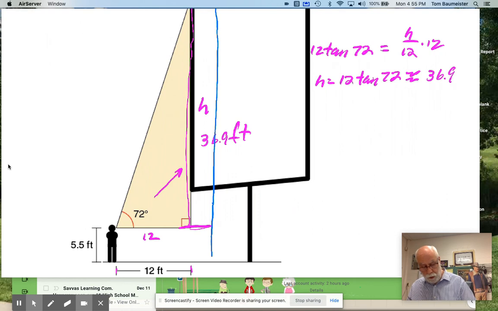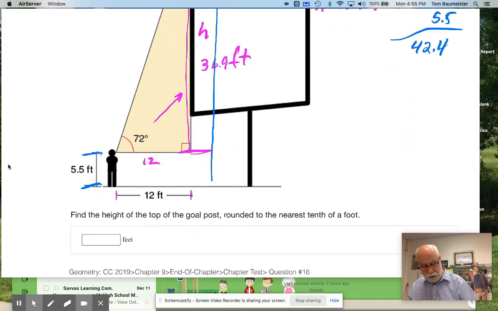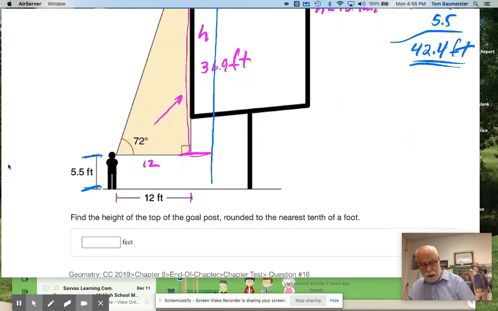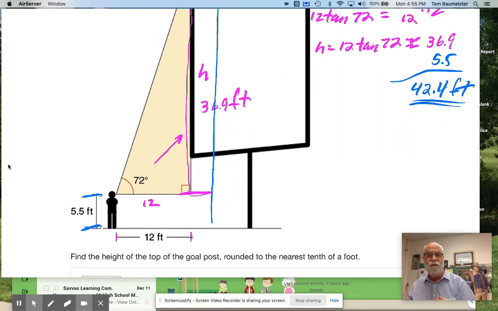All right. So if you think about it, you have your 36.9 plus how tall you are, which is 5.5. And when we work that out, ladies and gentlemen, you should get 42.4 feet. So that is your answer. All right. So what they're just kind of saying here is, you have to add that 5.5 feet for how tall you are.